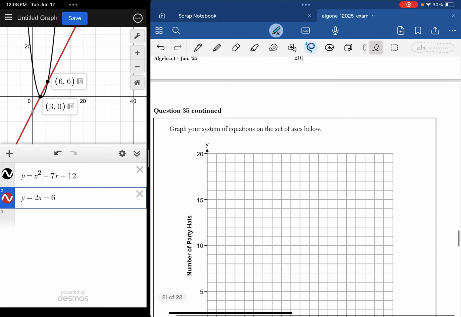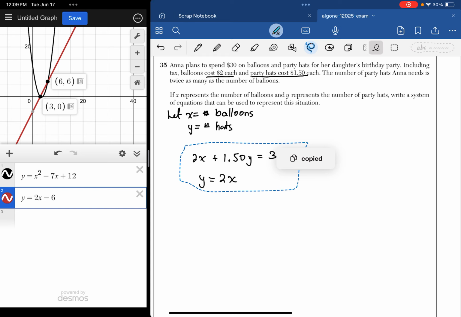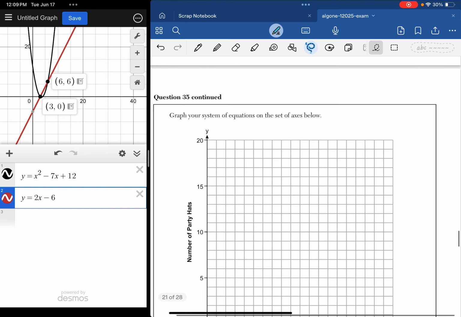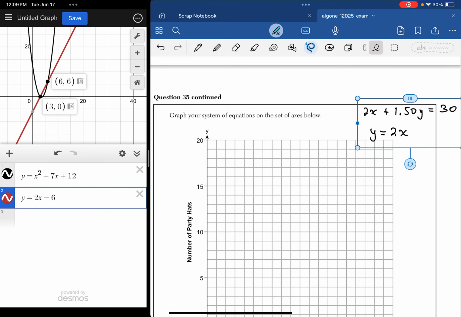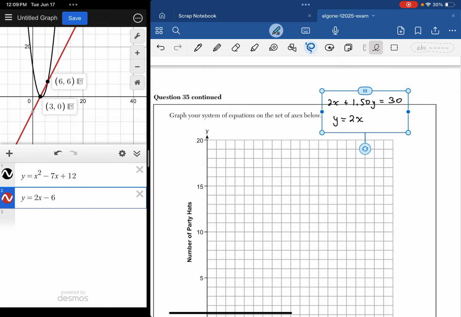Graph the system. I had every intention of copying it, but I don't think I successfully copied it. Okay, it says it's copied. All right, so these are the equations that we're looking to graph. We can do it by points.